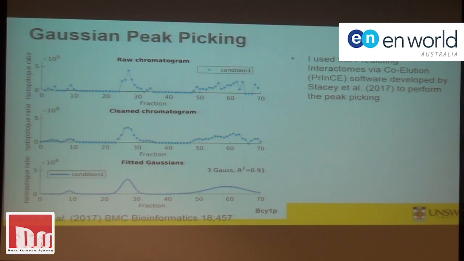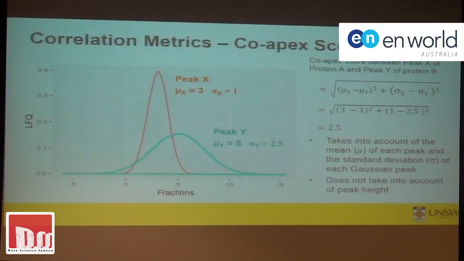And say if you have a protein on the top here, you do some smoothing, and once you fit the Gaussians, you find 3 peaks. And this is how peak picking works. And to leverage the peaks, I've used the co-apex score, also available in the PrInCE pipeline and developed by them. It compares the centroid of each peak and also compares the width of each peak. And it uses a Euclidean-like distance to get a score of 0.25 for this example. But it doesn't take into account the peak height.